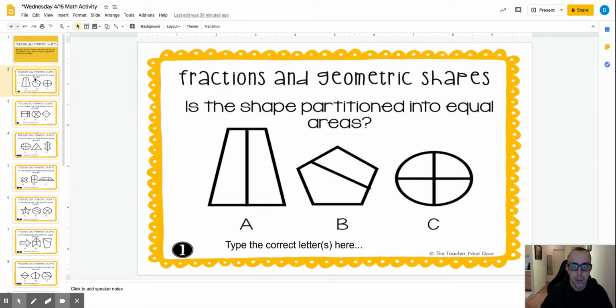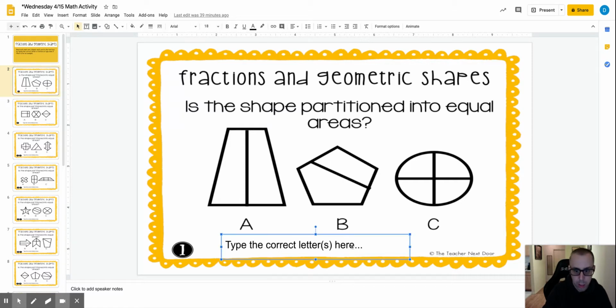So if you look here, is the shape partitioned into equal areas or equal parts or equal sections. Okay, so what you're going to do is you're going to click here so that you get the text box. You can click on the end and backspace.